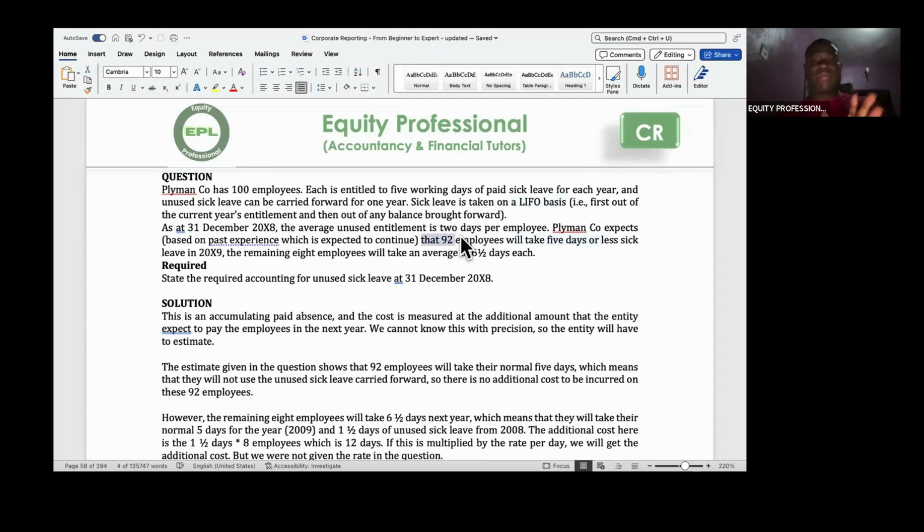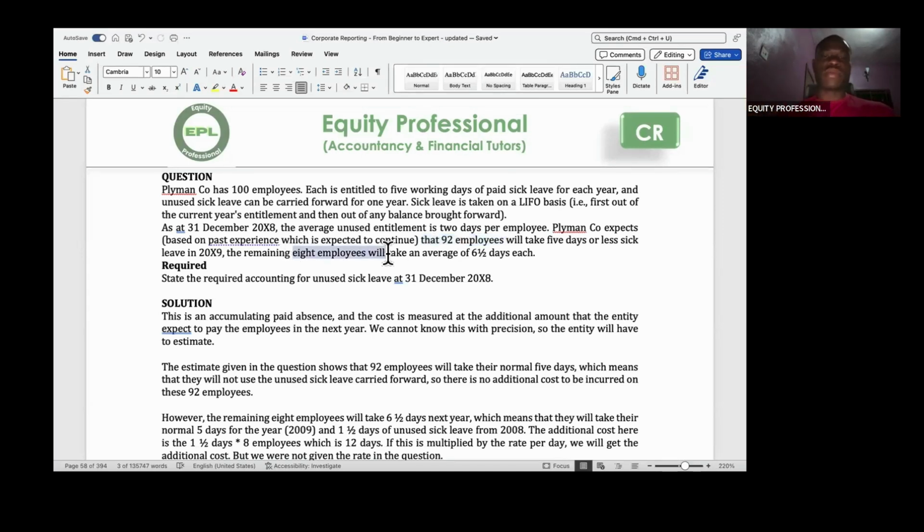That means on these 92 employees, we don't have any additional costs, since they will not take those 2 days. So we don't have to book a liability with respect to them, since they won't take it. So we won't pay them.